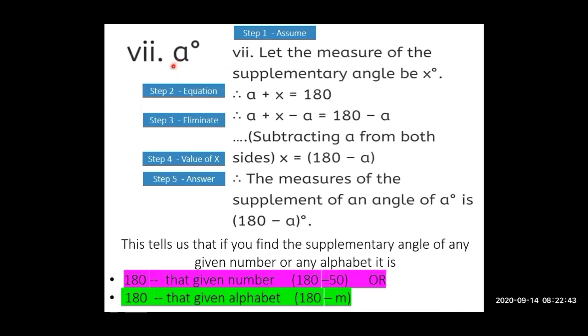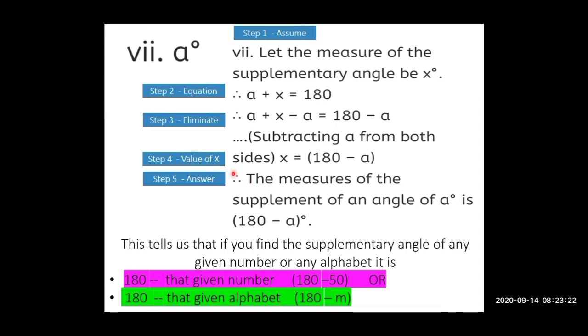A degree is given, that is, an alphabet is given. No worry, the same steps we have to follow. First step is assume: let the measure of the supplementary angle be x degree. Step 2, equation: therefore, a plus x equals 180. Step 3, elimination: therefore, a plus x minus a equals 180 minus a, subtracting a from both the sides.